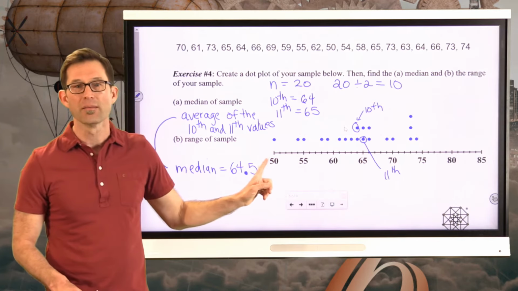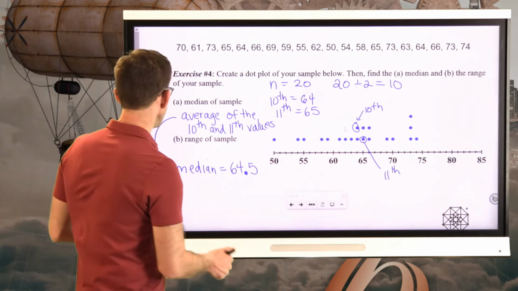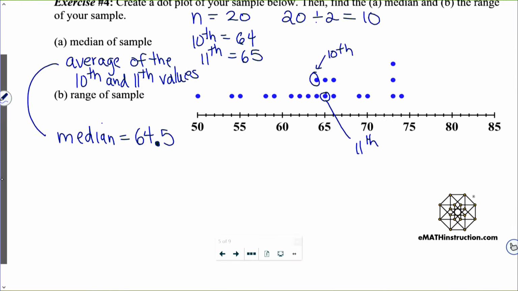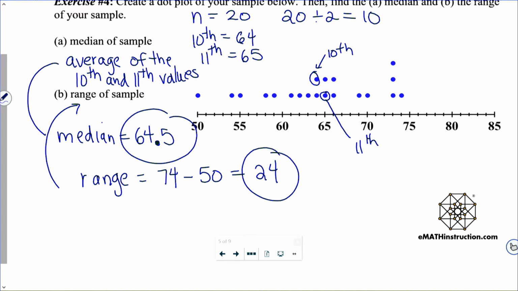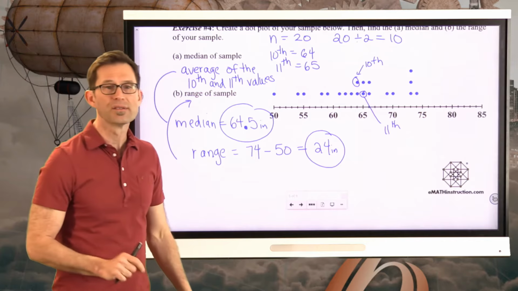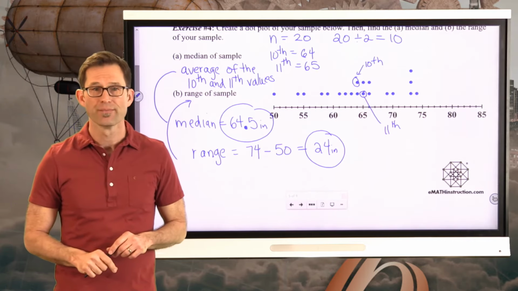Now the range is a piece of cake, right? Because for me, I can see my minimum is 50 and my maximum is 74. So my range, I apologize for this getting a little bit messy in here, is going to be my maximum, 74, minus my minimum, 50. So it's going to be 24. Right? And both of these really have the units of inches on them. So my median is 64.5 inches, and my range is 24 inches.